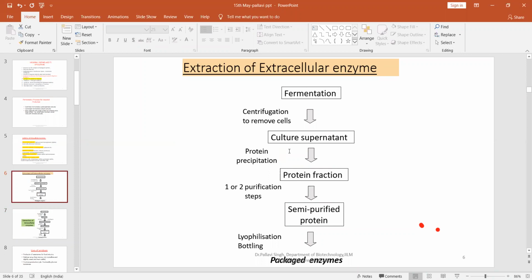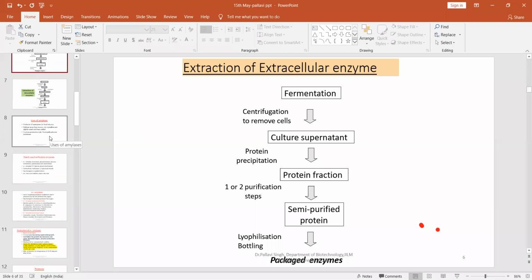So after precipitation from the supernatant, we have to purify it using chromatography. Affinity chromatography is the most applied chromatography for protein purification, followed by the packaging. In packaging, we use crystallization and lyophilization methods. Okay.